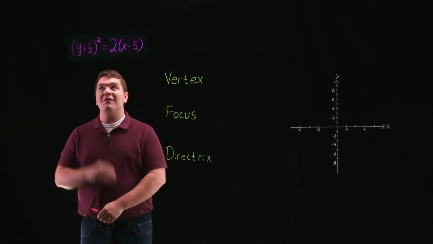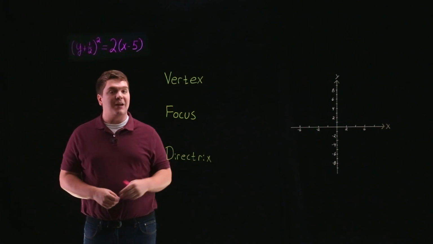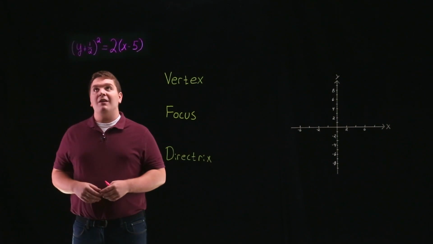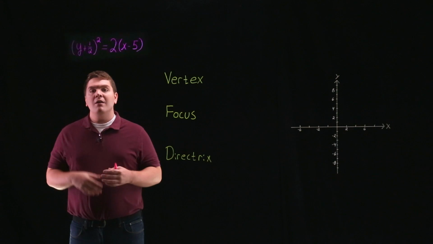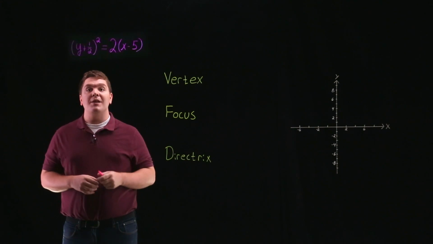For this problem, we're given the equation of a parabola, and we're asked to find the vertex, the focus, the directrix, and then sketch the graph of the parabola. Just by looking at this equation, we already see that we're in the standard form. So let's grab a couple pieces of information from this equation.